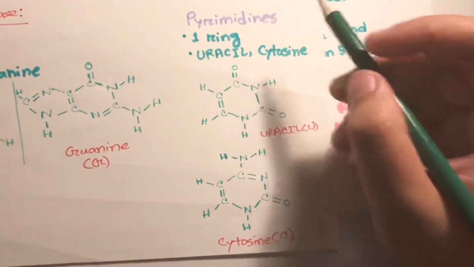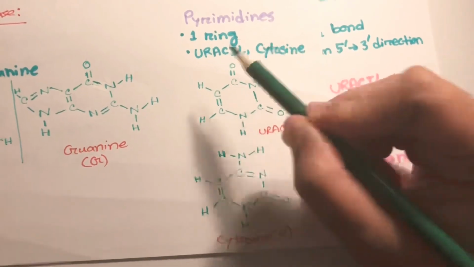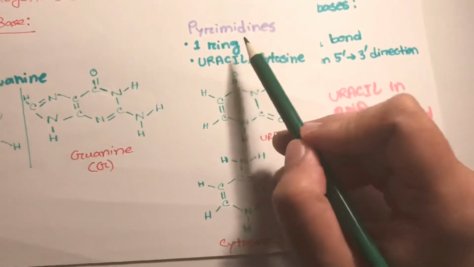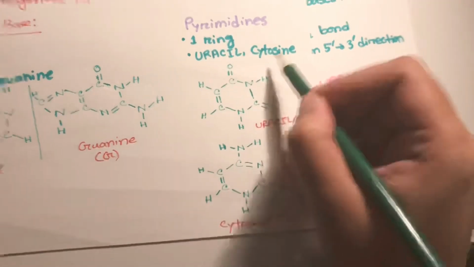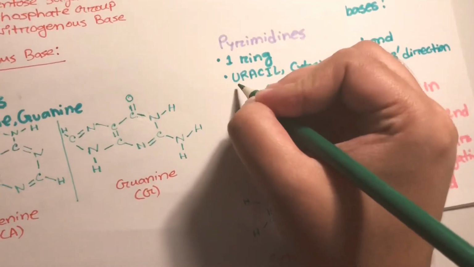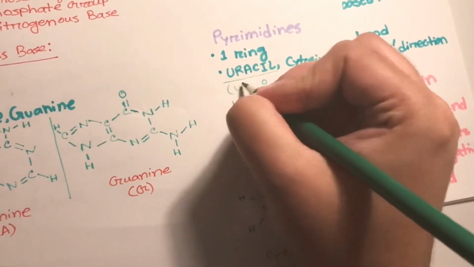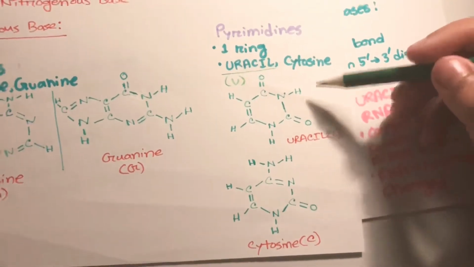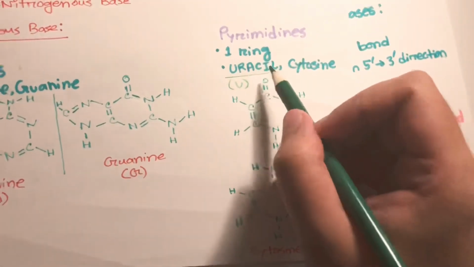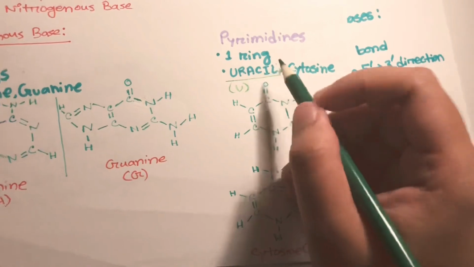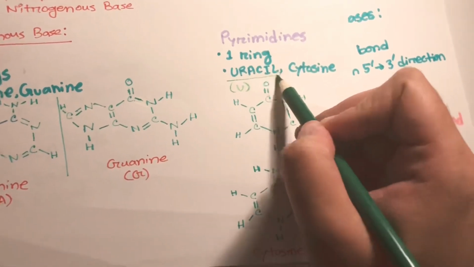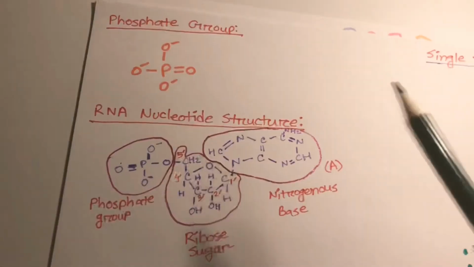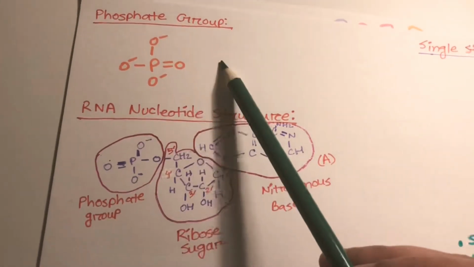So we now know that in DNA we have thymine and cytosine as our pyrimidines, but in RNA we have uracil and cytosine. So basically we have uracil instead of thymine in RNA. Both uracil and cytosine have one ring. So this is the thing to remember about RNA, that we have uracil instead of thymine as our pyrimidine nitrogenous base in RNA. And this is the phosphate group that is present in RNA.